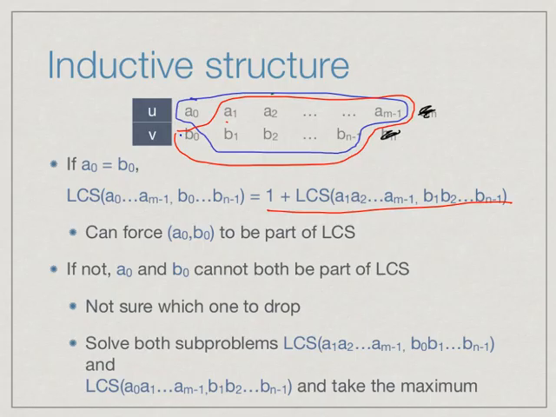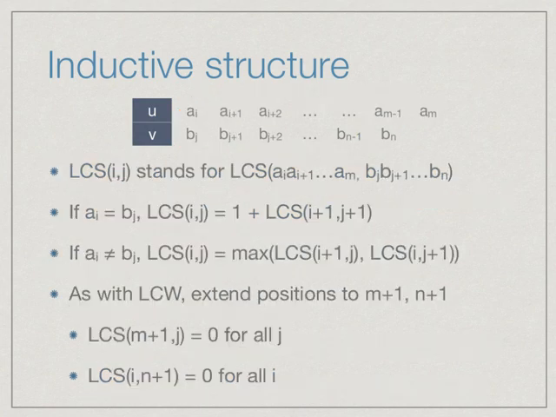Which one do I choose? Well, since we don't know, we solve them both. If A0 is not B0, we solve both these problems, A1 to AM minus 1 with B0 and A0 to AM minus 1 with B1. Solve both of them, take the maximum one. Whichever one is better is the one we keep. So this in general will take us deeper in the word. So we said A0, B0 will require us to solve it for A1 and B0 or A0 and B1.